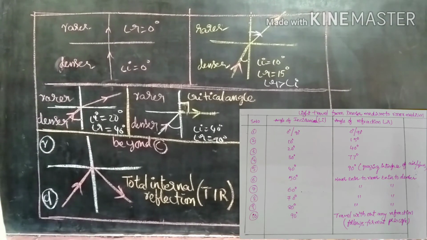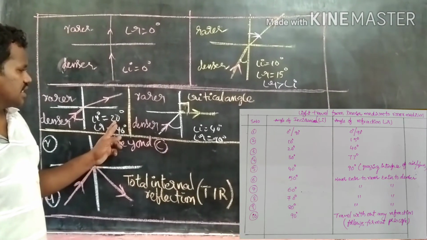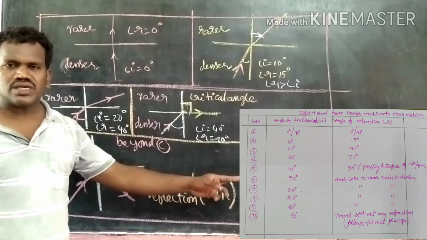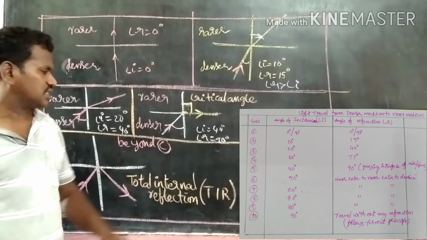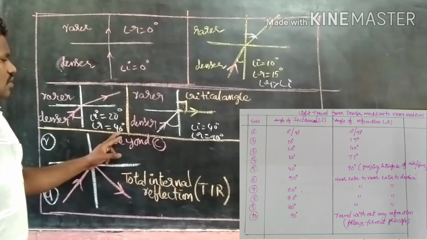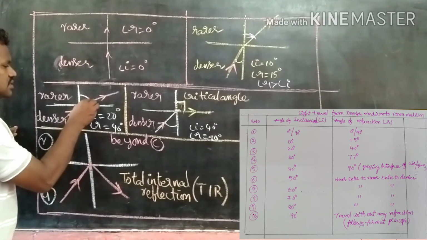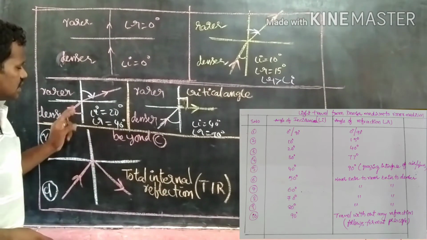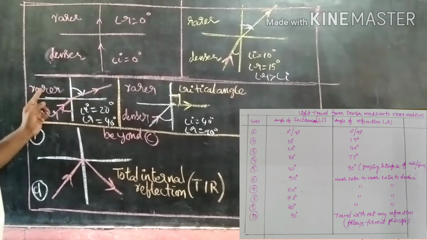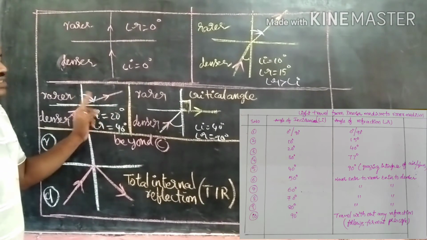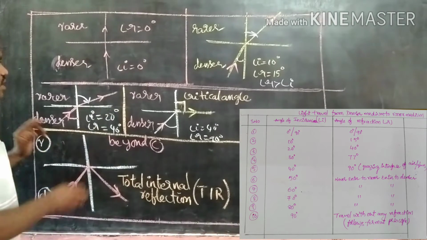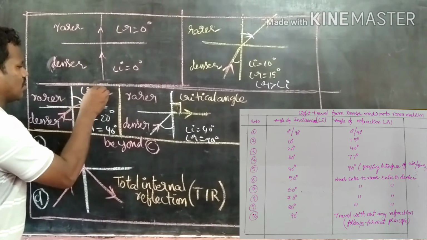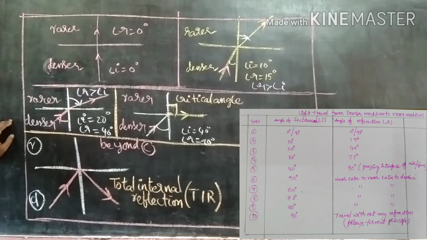Now come to the next case. Angle I is 20 degrees. From the table we can understand that angle I is 20 degrees, then angle R becomes 40 degrees. That means here the light ray, whenever it is traveling from denser to rarer, is deviating away from the normal. Here also we can prove that angle R is greater than angle I.